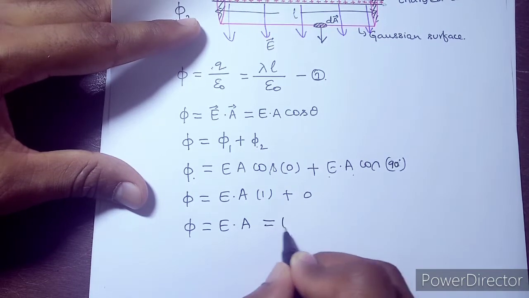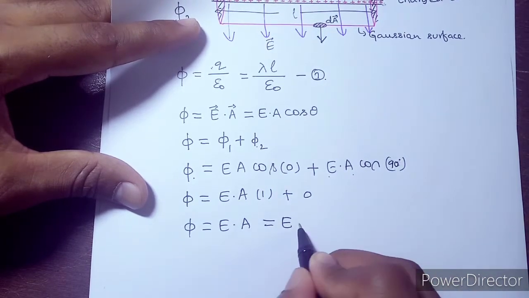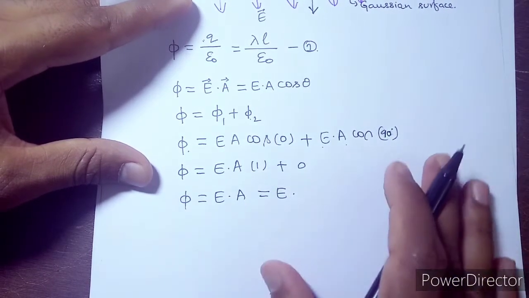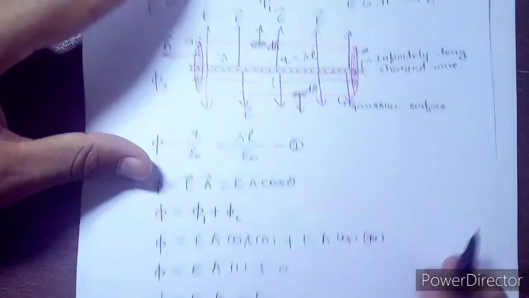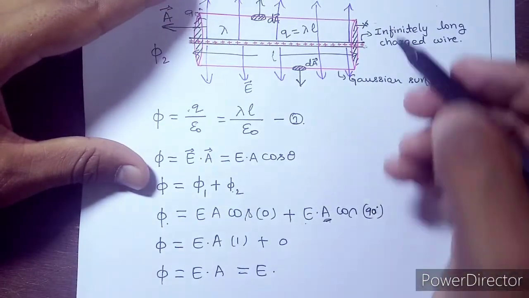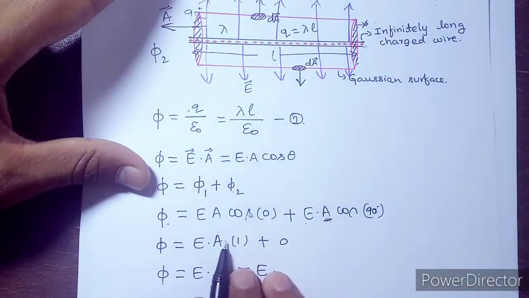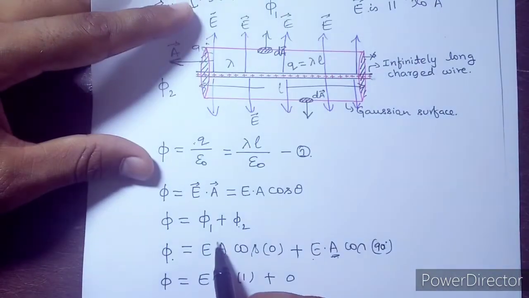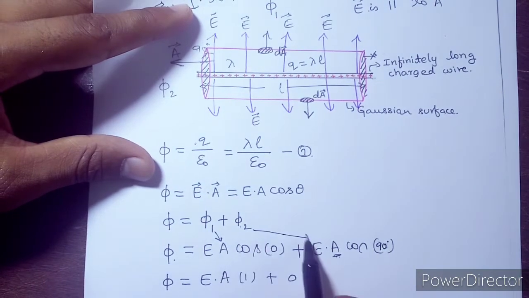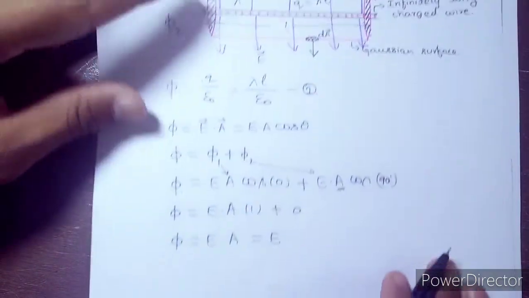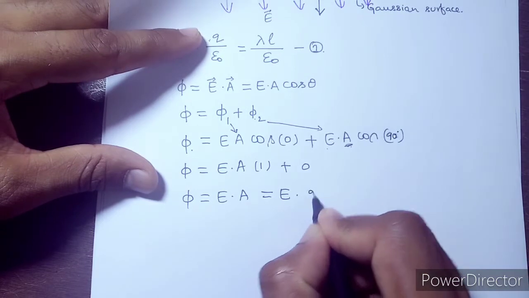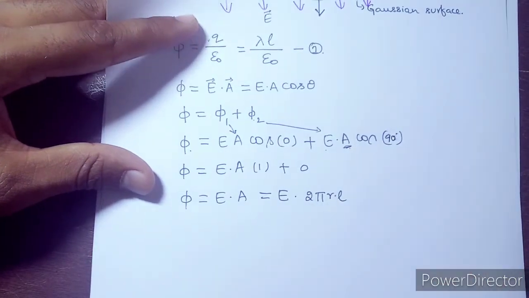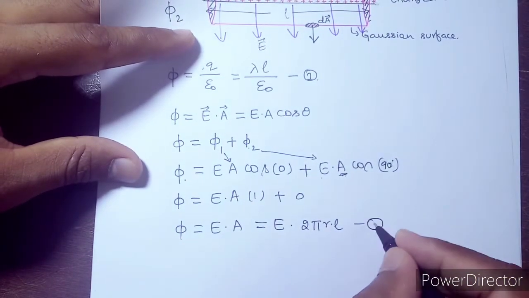Okay, so phi is equal to E A. So that is equal to E, the electric field, into A. What is A? A is the area of this curved surface. This A is not the area of the end surface, but the area of this curved surface, because this one corresponds to phi 1 and this one corresponds to phi 2. So the area of the curved surface is given by 2 pi r L, where L is its length. So this is equation number 2.